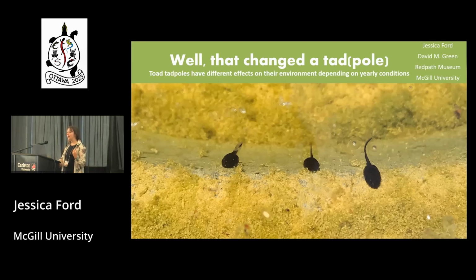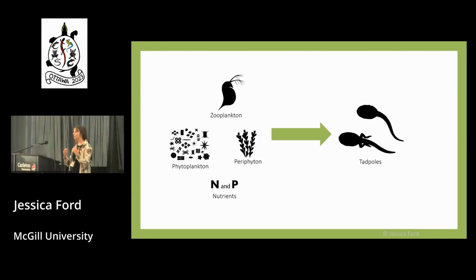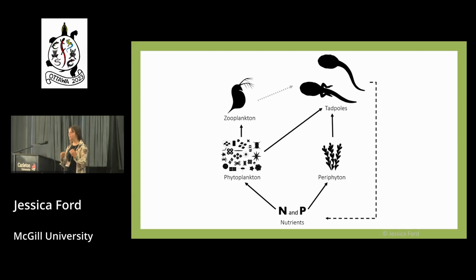A lot of times when we're researching tadpoles, we're looking at how things affect tadpoles, aspects of their environment, and how that's changing their ecology and their behavior. But my research flips this around and instead looks at how tadpoles affect things. So how different aspects of the environment change when tadpoles are present or absent. Specifically, I look at nutrients like nitrogen and phosphorus, algal communities like phytoplankton and periphyton, and zooplankton communities, and how these change when these tadpoles are there or not.